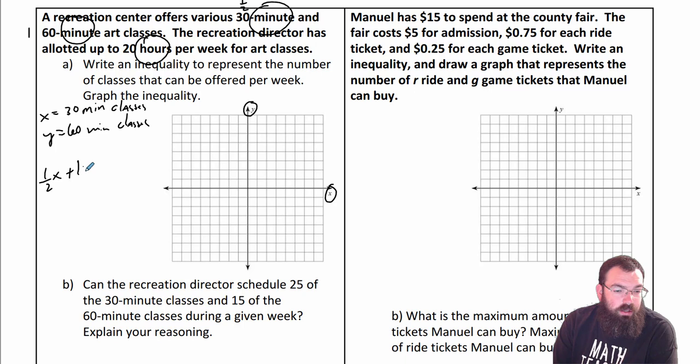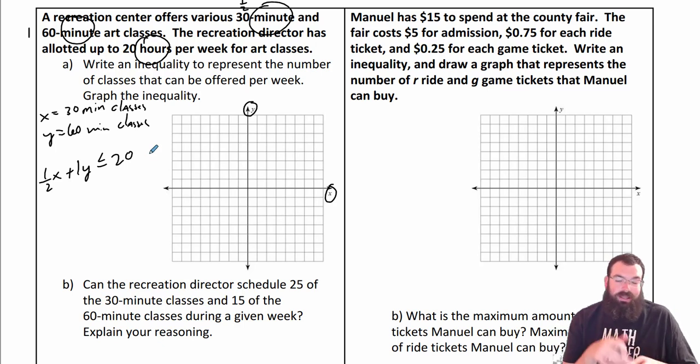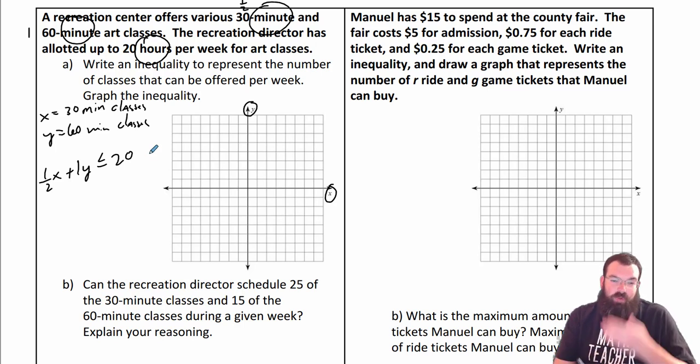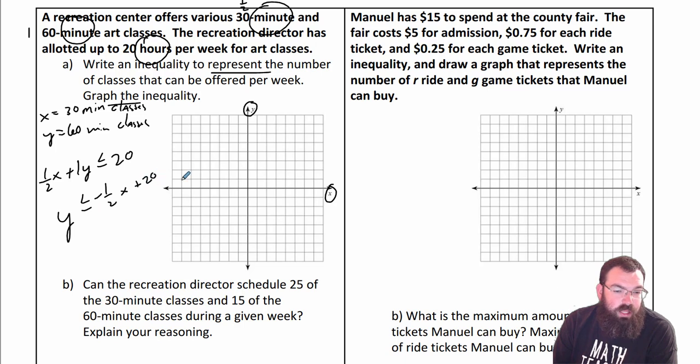All right, so now we have a half of x, so 1/2 of x, plus, this is 1, so 1 of y has allotted up to 20 hours, so it has to be less than or equal to 20. It could equal 20, and that would be okay. Or it could be 19, 17, you know, 15, 3, and that would be okay as well. So 20 or less is how it has to be written. So now I want to solve this for y because I want to graph it. It says write an inequality to represent the number of classes and then graph it. So I get y less than or equal to negative 1/2x plus 20.